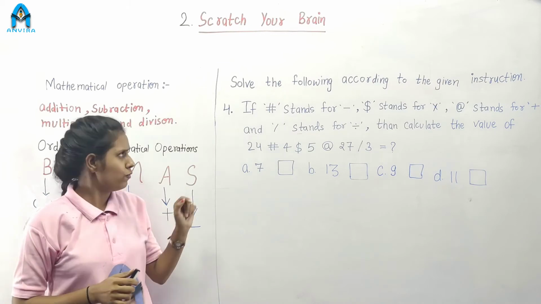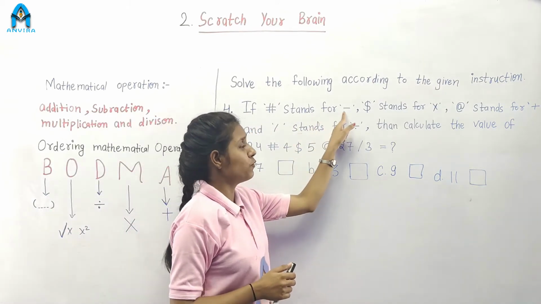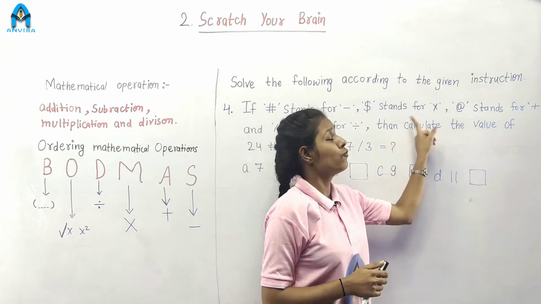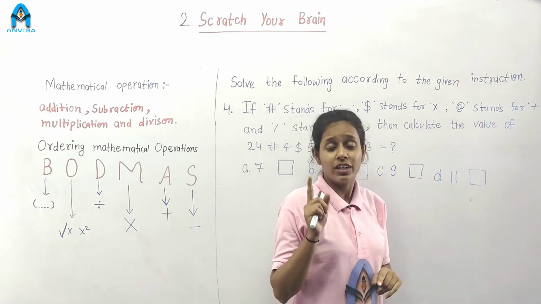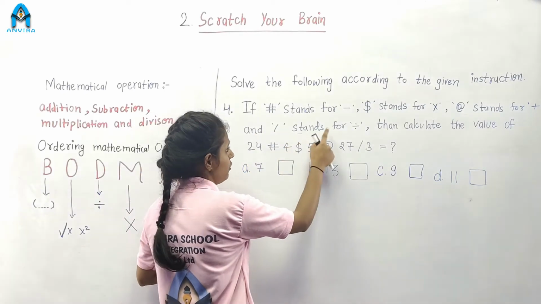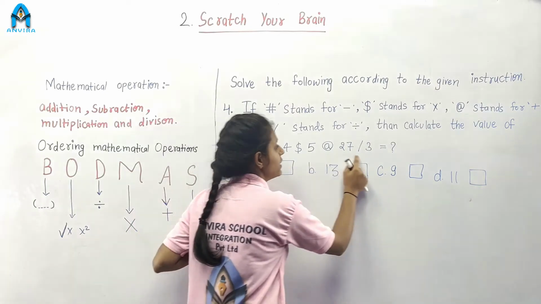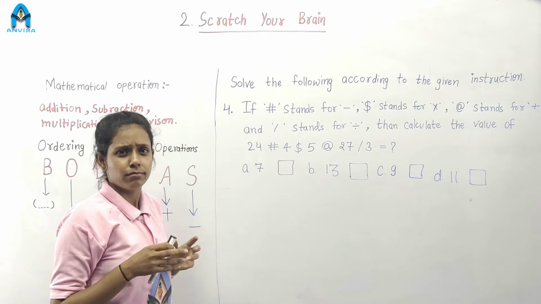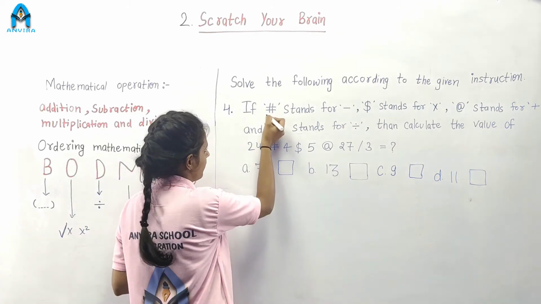Question number 4. If this sign stands for minus and this sign stands for multiplication, this sign stands for addition and this sign stands for divide, then calculate the value of this sequence. So, this is very messy. Now, to understand, we make it short.